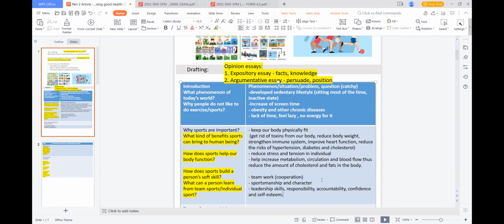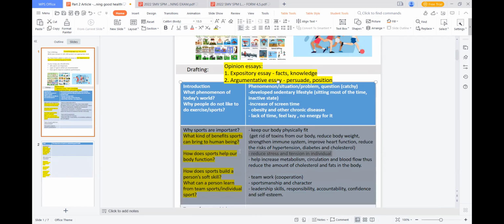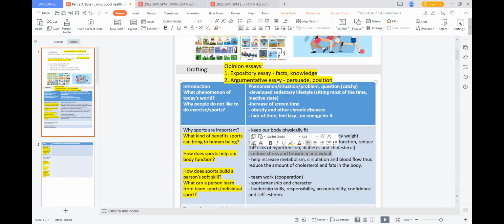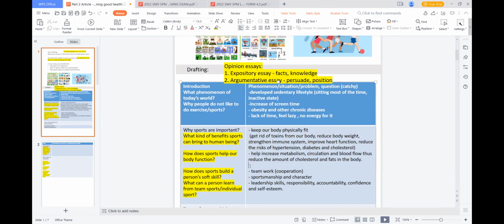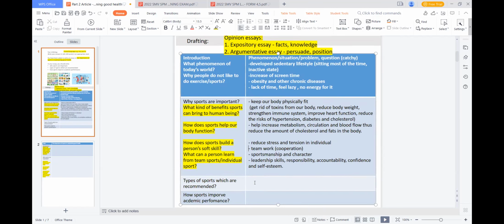Yeah. Okay, 我们可以讲这些咯。Alright, so 这边就可以做成, because one is what it does to the body, the other one is what it does to the skills we learn. Okay, and also how to help reduce stress and tension in individual. 这个也是,因为这个比较少, so 我们可以放在下面这个地方。So 我们现在是试试看这样子啊, okay, all right.